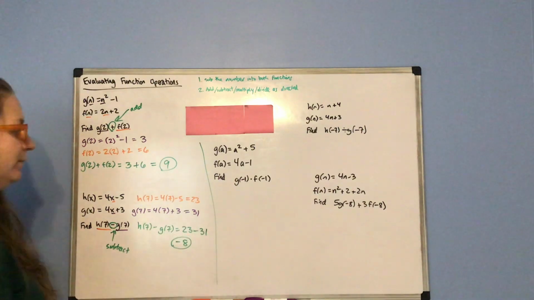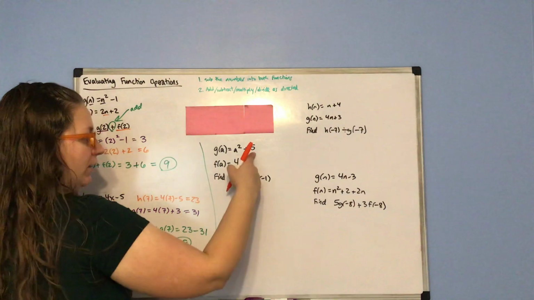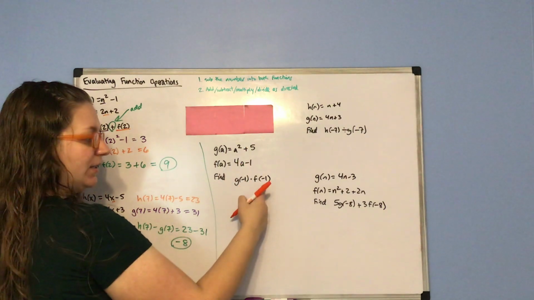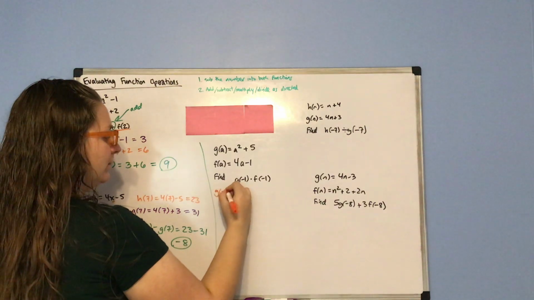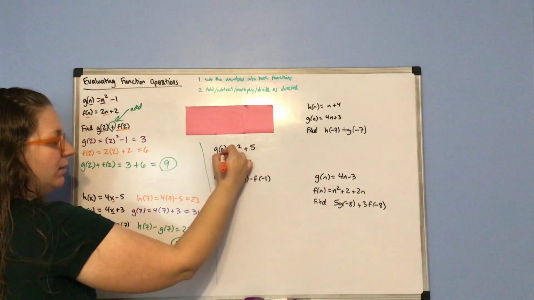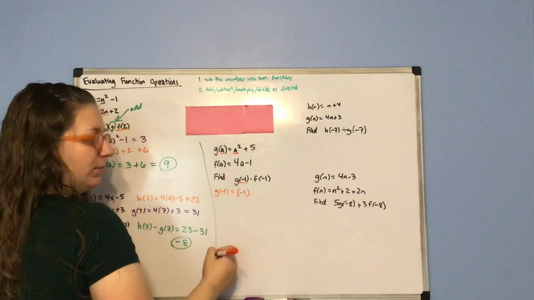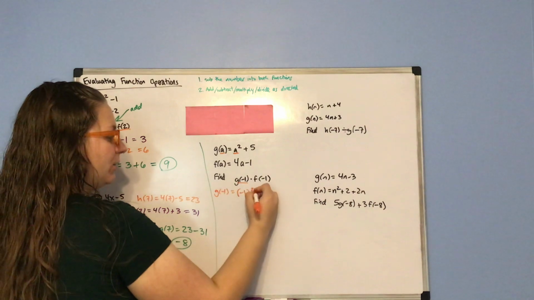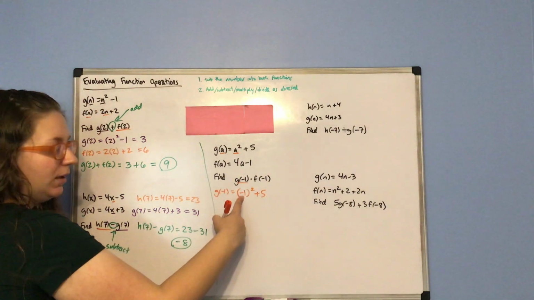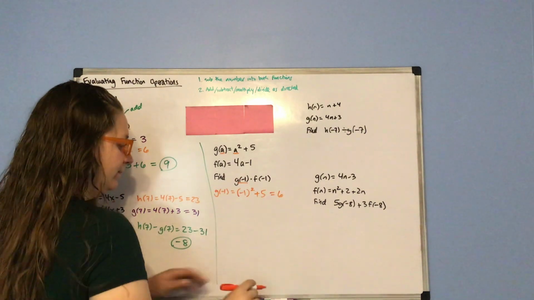Let's try another one. So this time I have g of a, I have f of a. They want us to find g of negative 1 times f of negative 1. Let's start with g of negative 1. G of negative 1 means negative 1 goes in for a. Don't forget to put that negative 1 in parentheses, very important. Squared plus 5. Negative 1 times negative 1 is positive 1, plus 5 is 6.